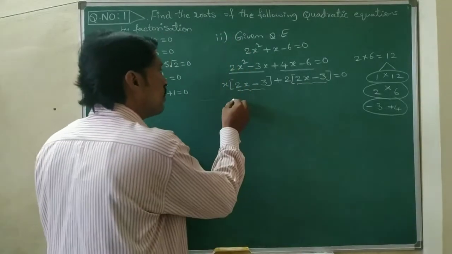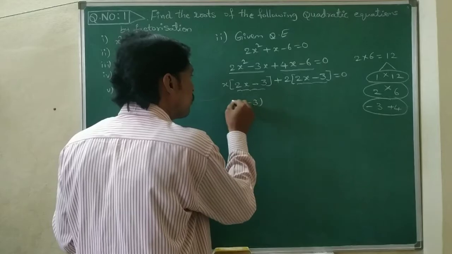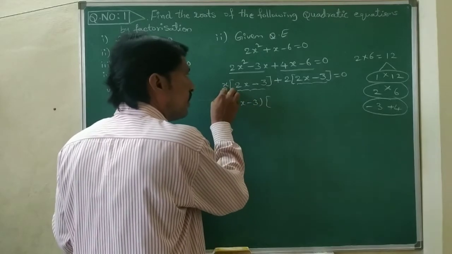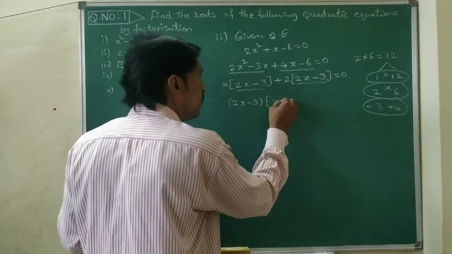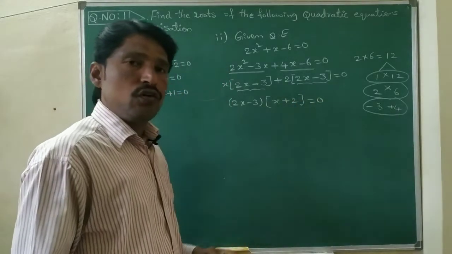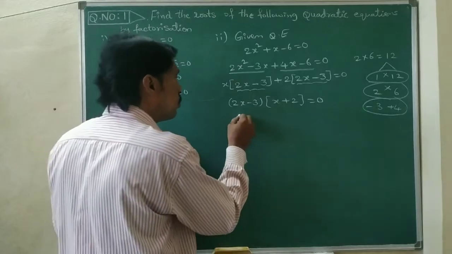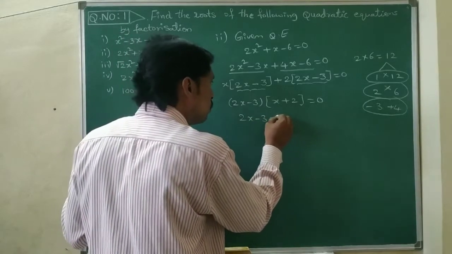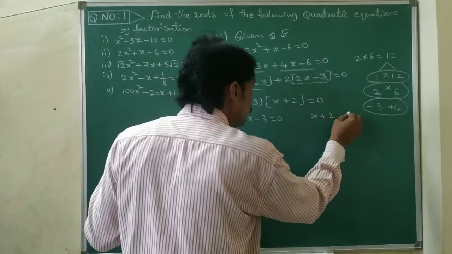Again we have to take the common. Taking 2x minus 3 common, here x remains, and here plus 2 remains, so x plus 2 equal 0. Now we write each factor individually: 2x minus 3 equal 0, x plus 2 equal 0.